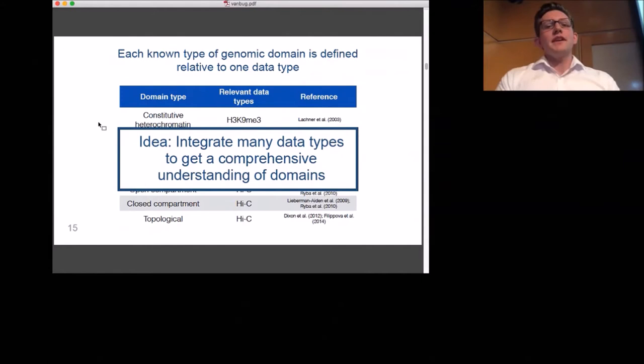So, try to ignore this box here, even though it's covering up what you're trying to see.